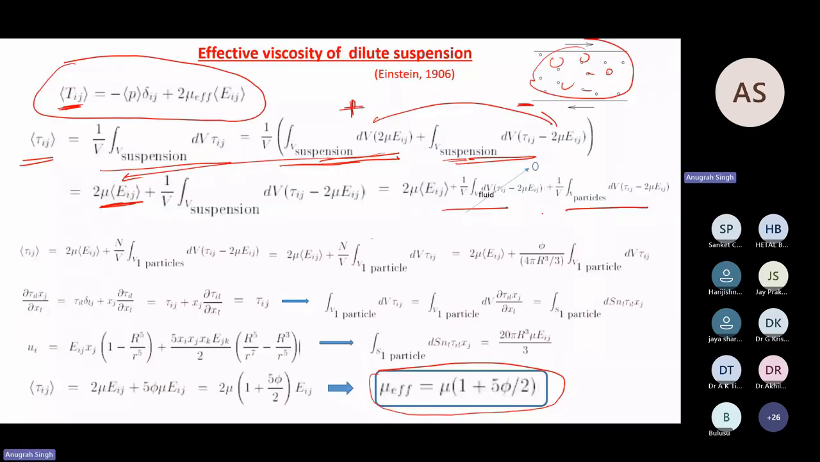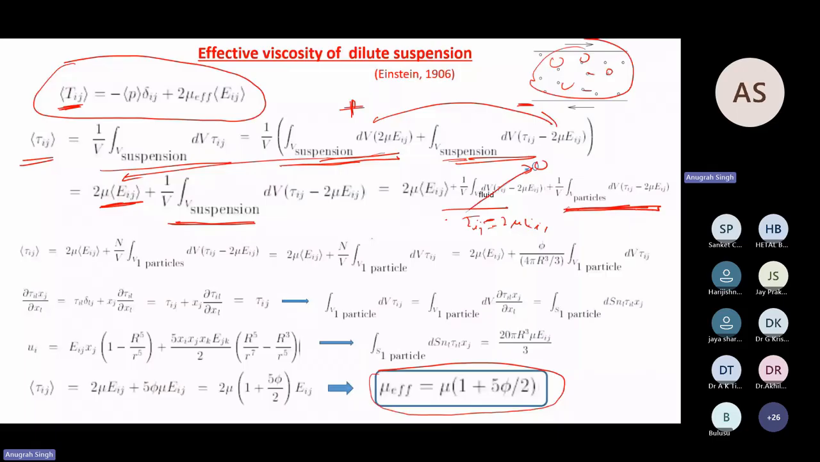For the fluid, your viscous stress is simply 2 mu Eij. So this term goes to zero on averaging, because tau ij is 2 mu Eij. What remains is the average over the particle. So we have reduced the integral over the whole suspension to an integral over the particle, because we know the solution for the particle. We don't know the detailed solution of the fluid flow field due to many particles.